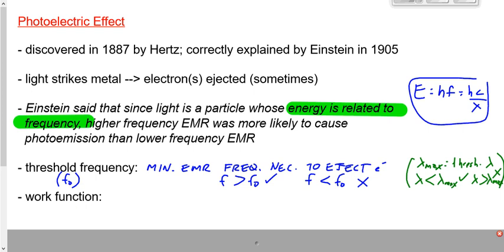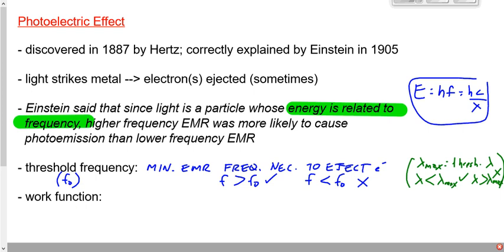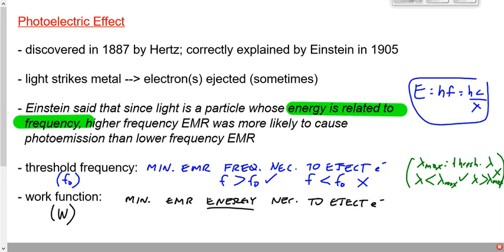Of course, threshold frequency, the minimum frequency necessary, is going to correspond to a minimum energy necessary. That minimum energy necessary is called the work function. The symbol for the work function is a capital W. It's the minimum EMR energy necessary to eject an electron. In other words, if your energy is above the work function, electrons are ejected. If your energy is below the work function, electrons are not ejected.